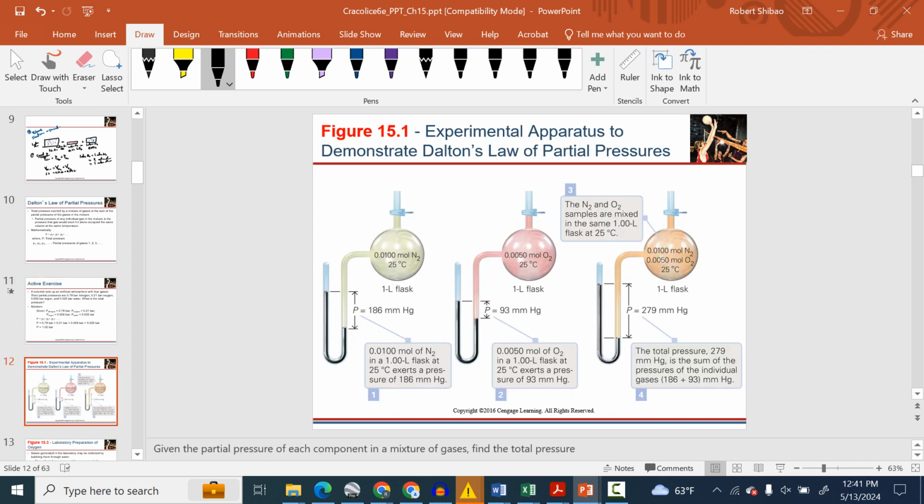Here's another one. So the volume's roughly the same, 1 liter, 1 liter, 1 liter. Not exactly, because there's some variation here, and so that leads to a little bit of error, but it's all right. So they're taking 186 millimeters of mercury of nitrogen, 93 millimeters of mercury of oxygen, and the total is going to be just the sum of the two. So this would be 186 plus 93 gives us 279. So the mixture is going to have that pressure. And so the total pressure is going to be the sum of the partial pressures, excuse me.